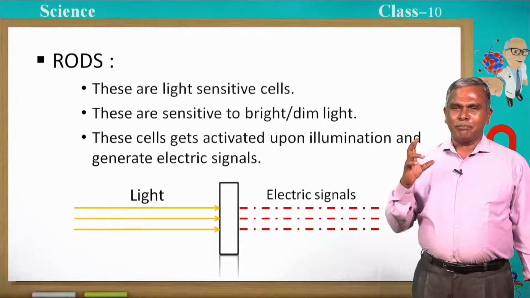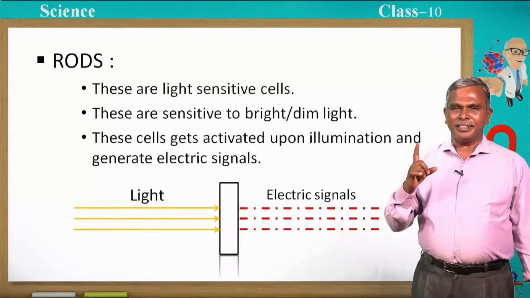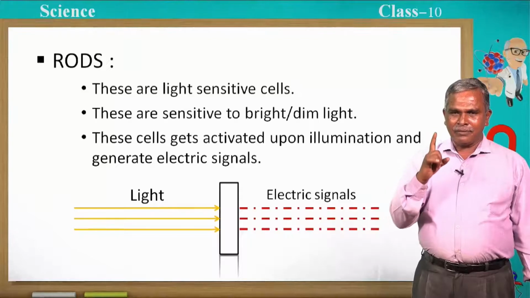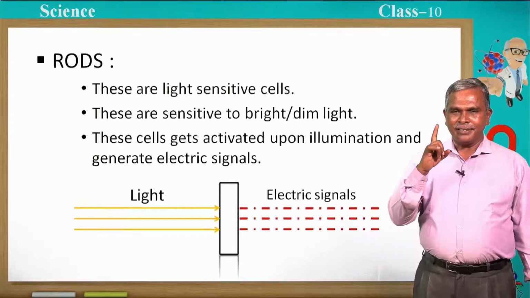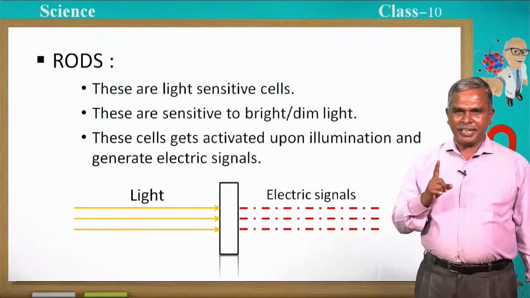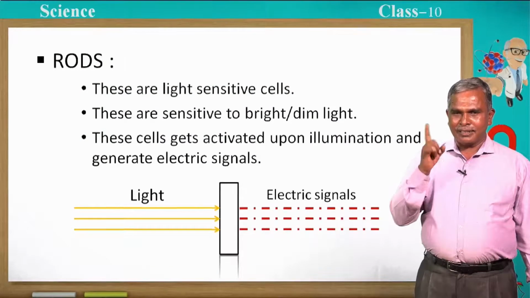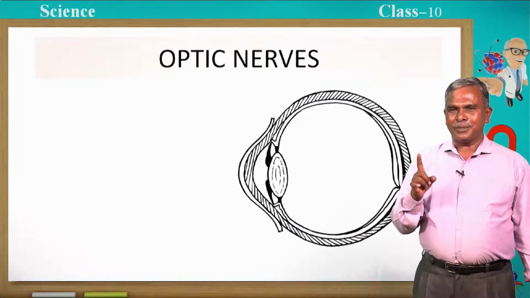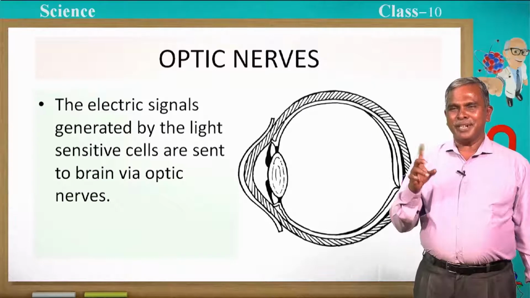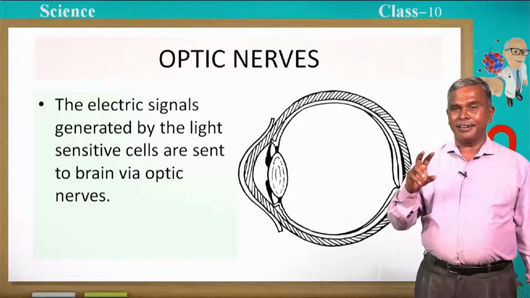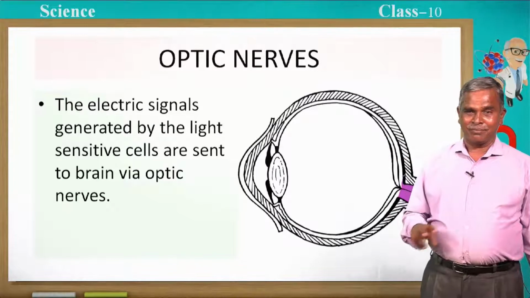Actually, the mechanism of vision is 50% in the human eye. Another 50% of the task takes place in the brain. That is why the image converts into electric signals, and these electric signals are carried to the brain through a mediator, a linking bridge or a conductor called the optic nerves.